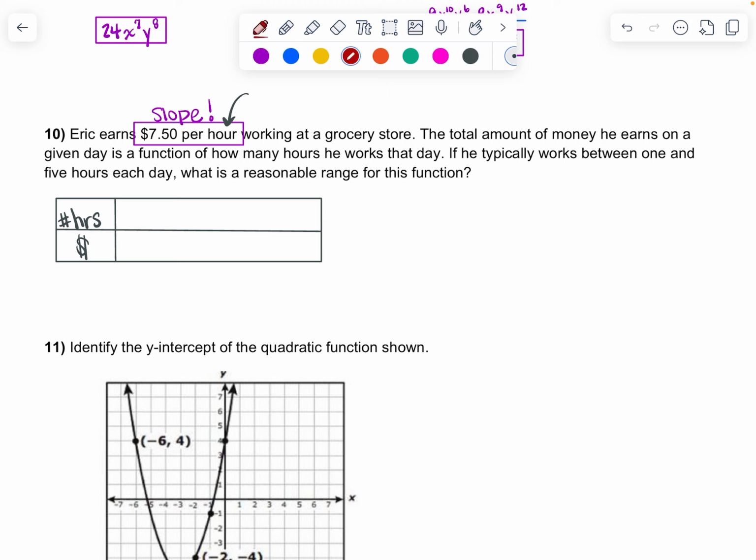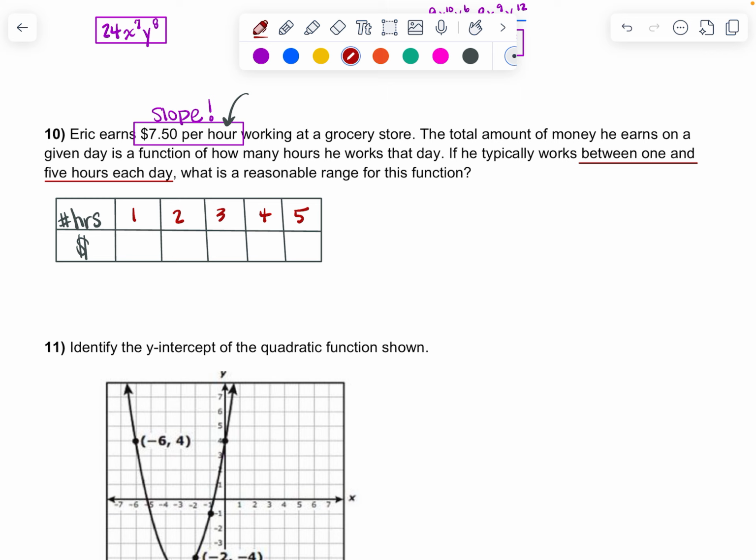Now, here's the thing. We know right here it says he works between 1 and 5 hours. And the reason why that's so important is because we have 1, 2, 3, 4, 5. I know exactly what my X values should be because it says he works between 1 and 5 hours. So he doesn't work less than an hour. He doesn't work more than 5, right?